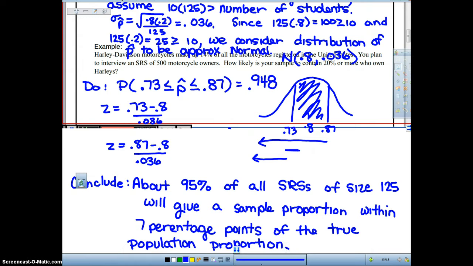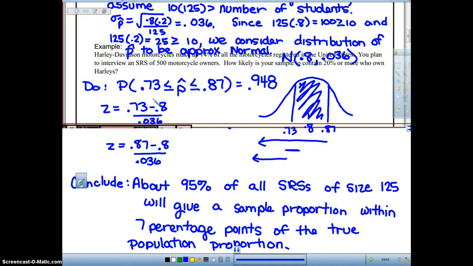This also means that in 95% of the simple random samples, the true proportion will be within 7 percentage points of the sample proportion. So it works both ways. You can say that 95% of all samples will give you a sample proportion within 7 percentage points. And you can also say that in 95% of all samples of size 125, the true proportion will be within 7 percentage points of the sample proportion.